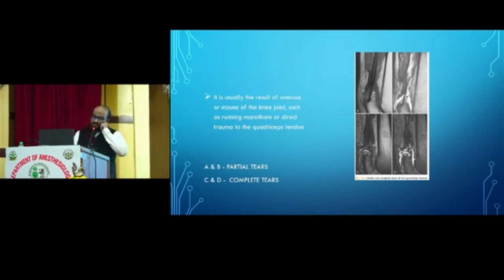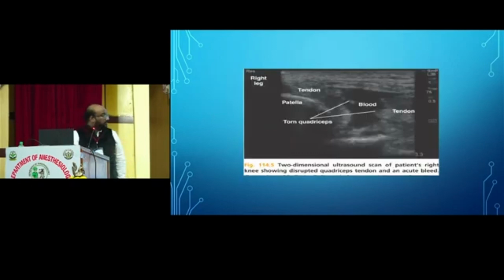in running marathons. This is an MRI image where the top two are partial tears. This is the point where the quadriceps is torn, if you can appreciate. And the C and D, the bottom two, are complete tears. This is the part where it is torn completely. This is on ultrasound. This is the patella. This is the quadriceps tendon, which is torn, and there is a blood-filled cavity formed between the tear.